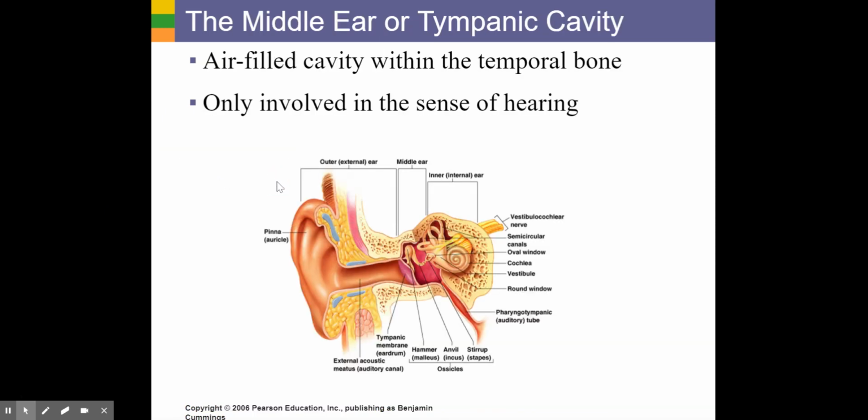All right. The middle ear, or what's referred to as the tympanic cavity, is an air-filled cavity within the temporal bone, only involved in the sense of hearing. So it's only housing those little bones, the ossicles, and it's involved in conducting that sound directly to the ear.